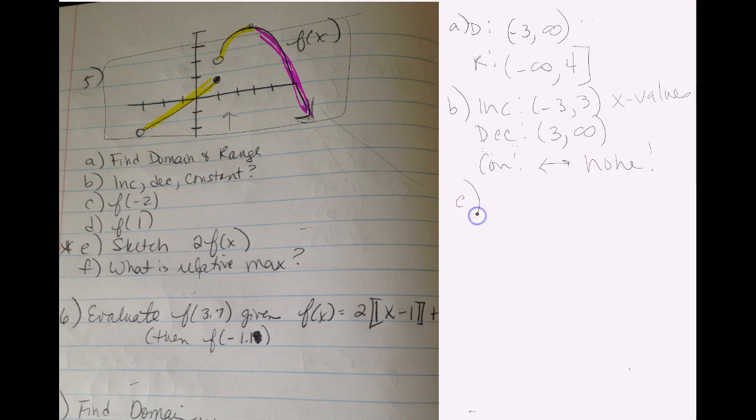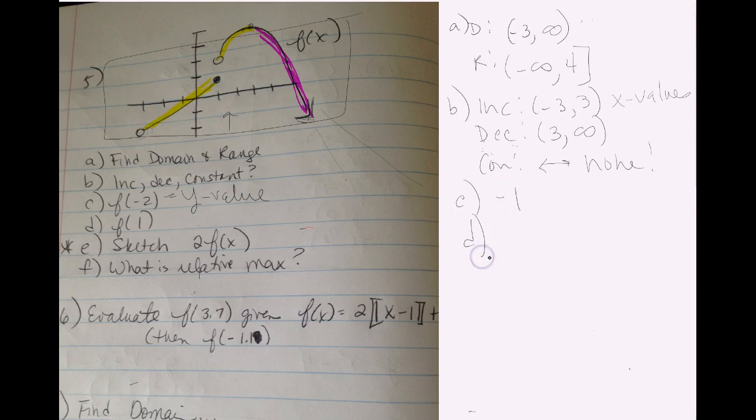Part C, it's f of -2. So what does that mean? That means it wants the y value. When x is -2, what's the y value? So when x is -2, the y value looks to be -1.